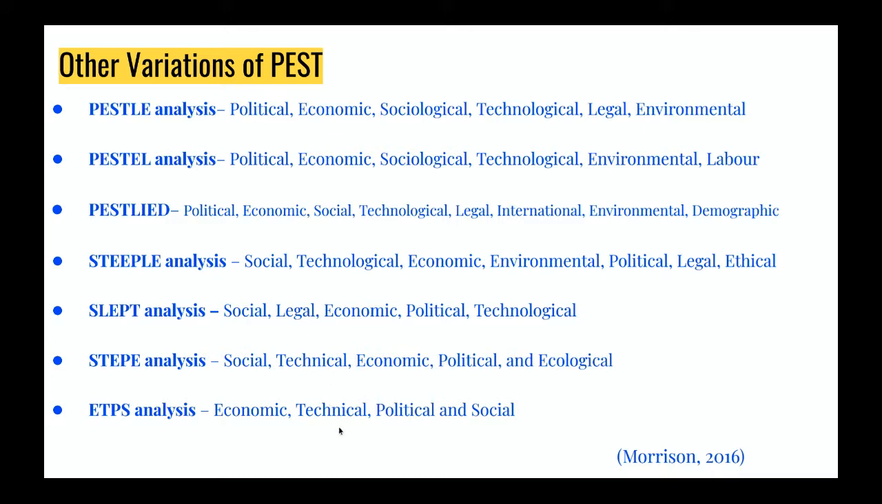Morris in 2016 identified about 7 other variants of the PEST analysis, such as the PESTO, which includes 2 additional factors, legal and environmental, such as the PESTLED, which includes the international as well as the demographic. There is also the STAPLE, which is a rearrangement of the PESTO. There's the SLEPT, there's a STEEP, and there's the ETPS.